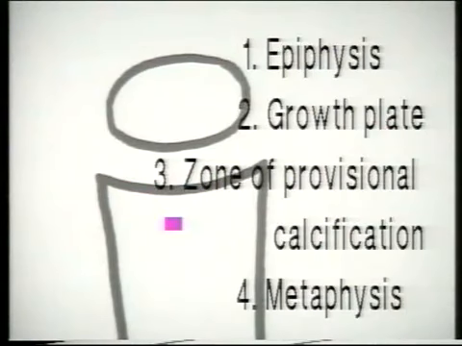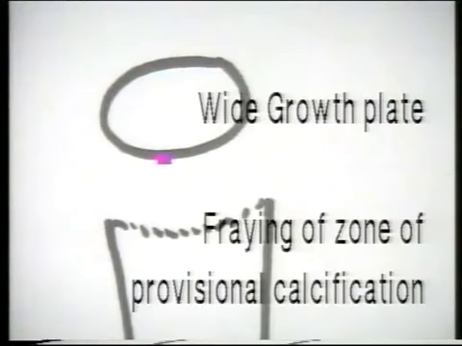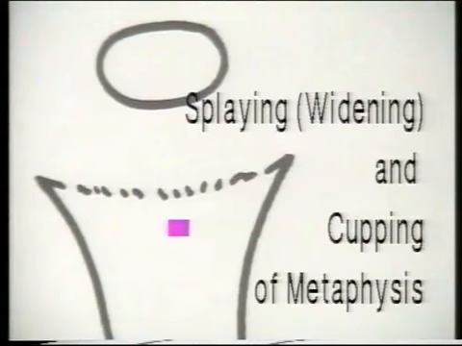In rickets, the early changes to occur are an increase in the distance between the epiphysis and metaphysis, that is widening of the growth plate, and loss of zone of provisional calcification, so the calcified end margin of the metaphysis becomes blurred and is termed as fraying. Later, the soft end of the metaphysis with stress becomes wider and concave, termed as splaying and cupping respectively. In long-standing cases, the bone density is reduced and bowing of the leg bones may occur.